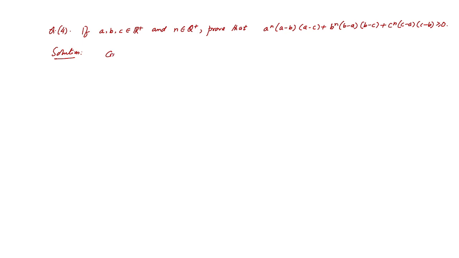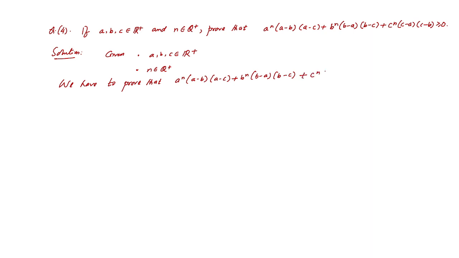So what is exactly given? We have been given two pieces of information. The first one is that a, b, c are all positive real numbers, and the second is that n is a positive rational. What we have to prove is that a to the power n (a minus b)(a minus c) plus b to the power n (b minus a)(b minus c) plus c to the power n (c minus a)(c minus b), this whole quantity is always greater than or equal to 0. That we have to prove.